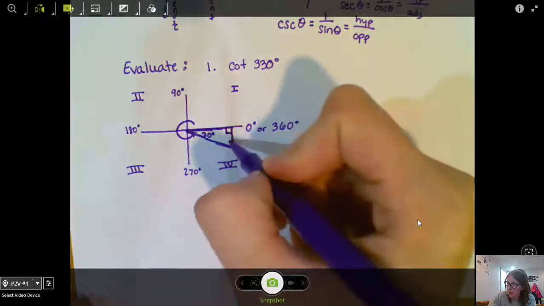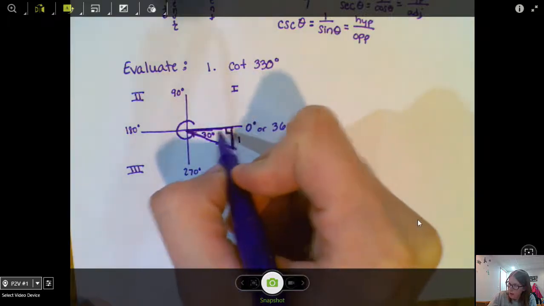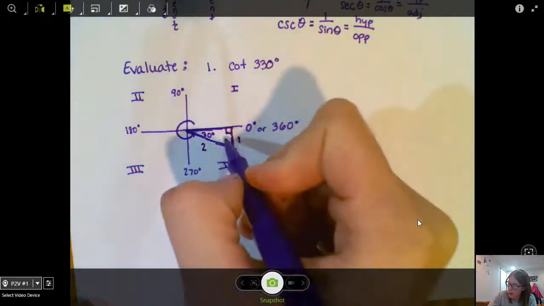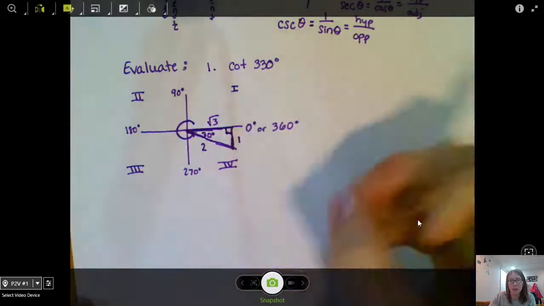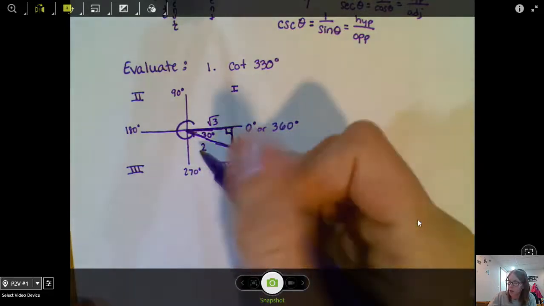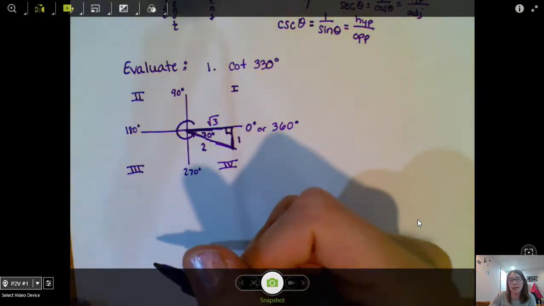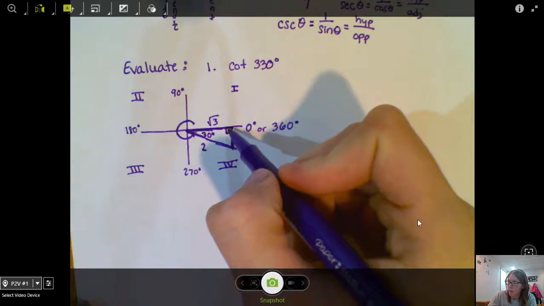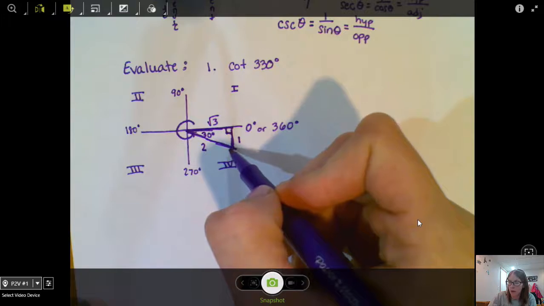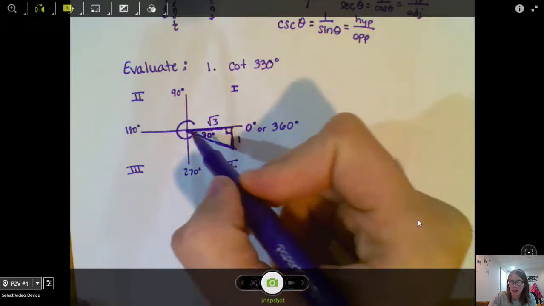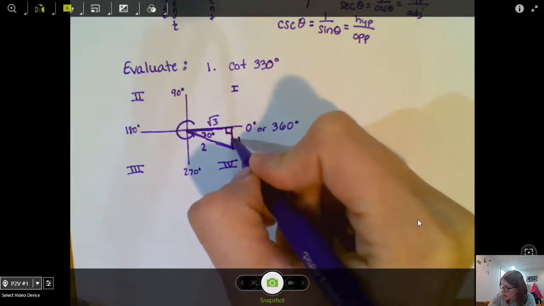Well, opposite my 30-degree angle, this side is 1. Opposite my hypotenuse is 2. Opposite my 60-degree angle is the square root of 3. This is where those special right triangles earlier came in. The biggest thing you need to be careful about is the signs, positives and negatives. Since I'm in the 4th quadrant, if I think of this point here, my x value is positive, but my y value is negative. So I need to really think of this as negative 1.